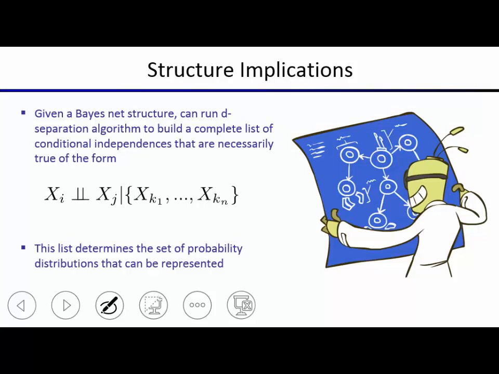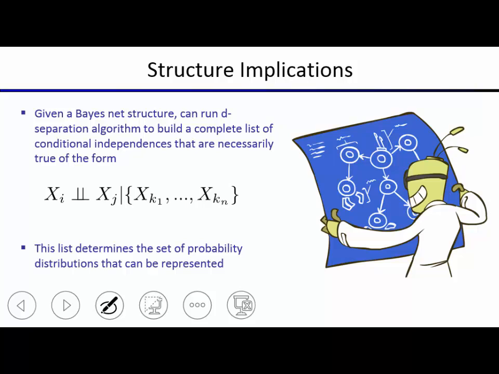In principle, we could look at all pairs of variables and then all subsets of other variables. This would be a lot of things to look at, but we could do that in principle and run d-separation to check whether a pair of variables is independent given that subset of other variables. And we can compile a huge list of conditional independencies that are guaranteed to be true for any Bayes net distribution built around a specific Bayes net structure.